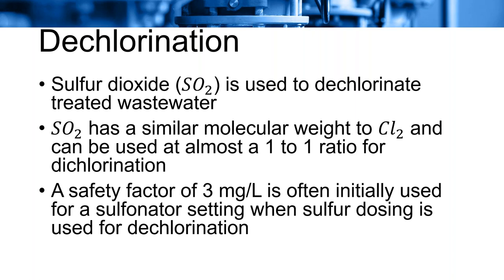Often a safety factor is utilized to make sure that all the chlorine is reacted with, and sulfur dioxide at these low concentrations is relatively safe. The recommended safety factor is 3.0 milligrams per liter, and that's often the initial usage for a sulfonator setting. Then as dosing becomes more familiar, this is reduced.